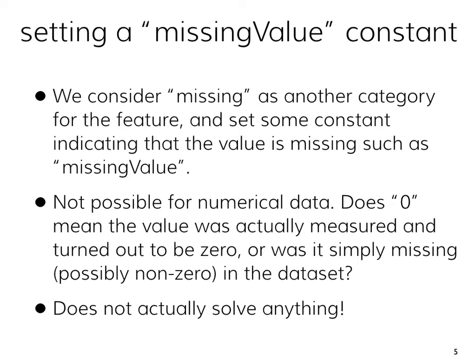So you can set a missing value constant that indicates this value is actually missing. It's a good value to set, for example, rather than setting the value to 0. If you have set the value to 0, then we don't know whether it was actually missing or it was actually measured and turned out to be 0. But it's not solving anything really.